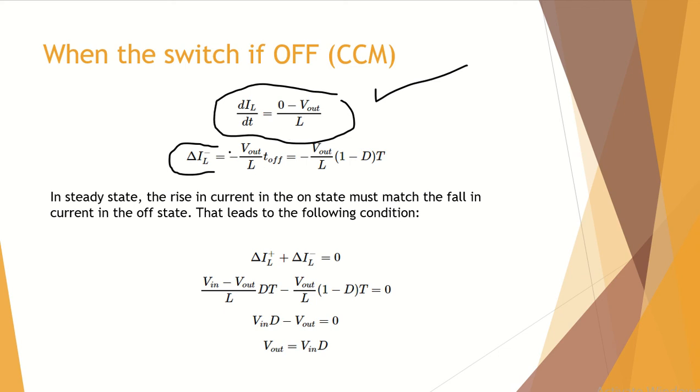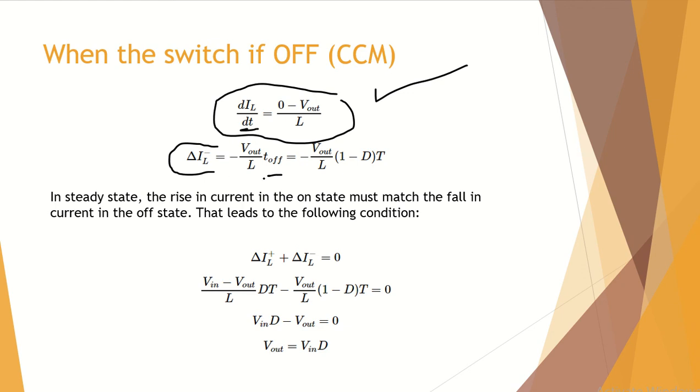Now what is dt? In the previous one, dt was T on, and here dt is T off. So what is T off? T off is 1 minus duty cycle of the time period. Duty cycle is the fraction of the time period during which the load is connected with the input. What is the maximum value of duty cycle? 1. So 1 minus D into T is basically the T off.